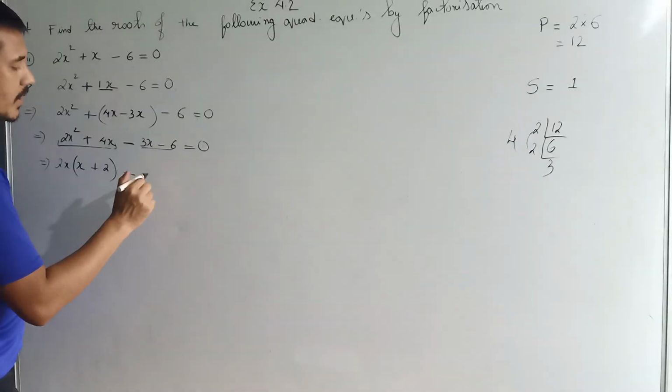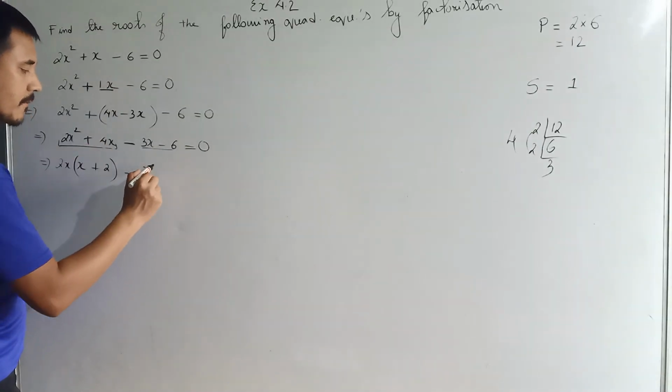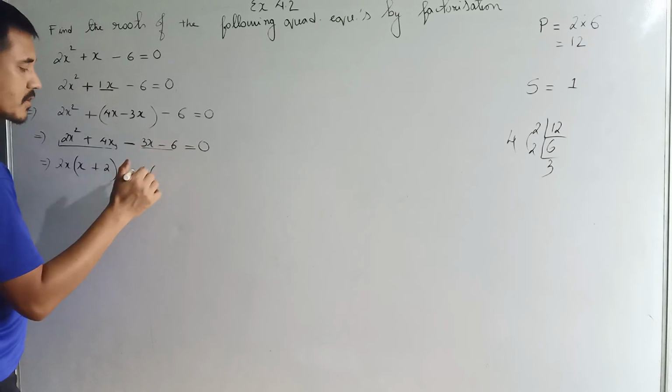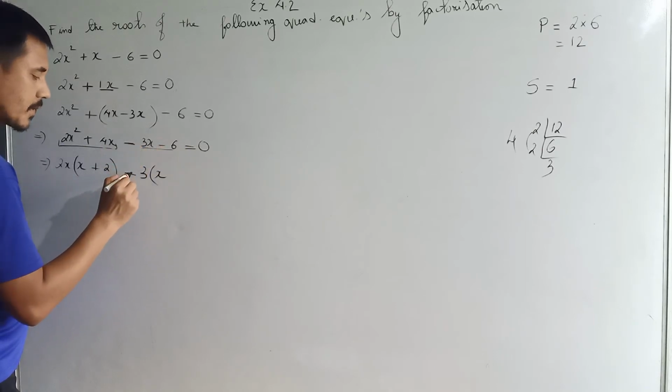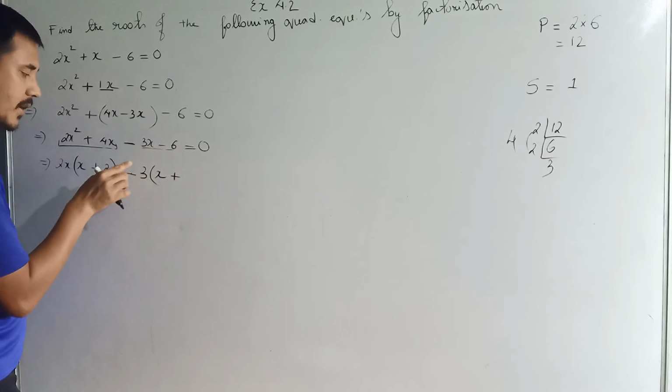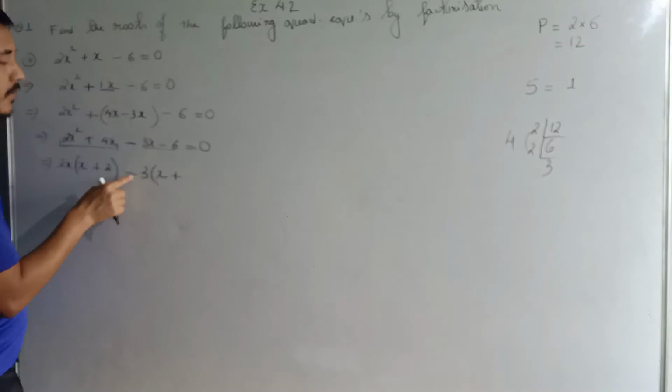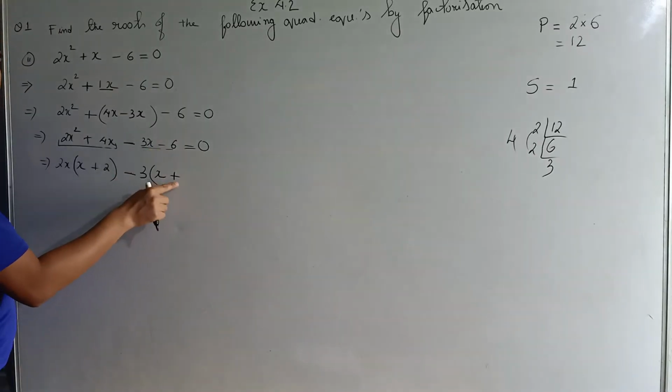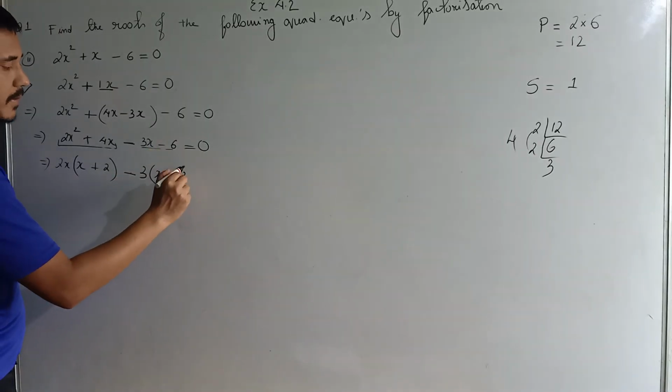From the next pair, we have 3 common. From 3x, if you take 3, we'll have only x. We need a negative here, so minus plus gives you minus. We have taken minus common, right? If we take minus common, this minus will become plus. 3 2 times is 6.